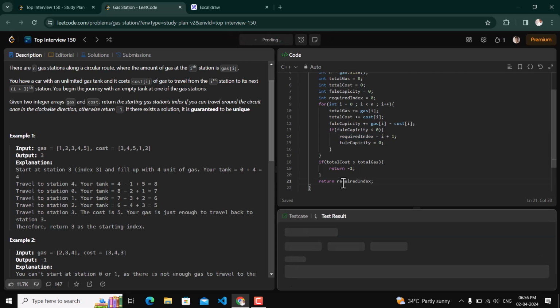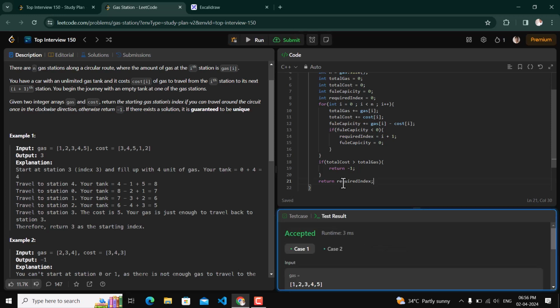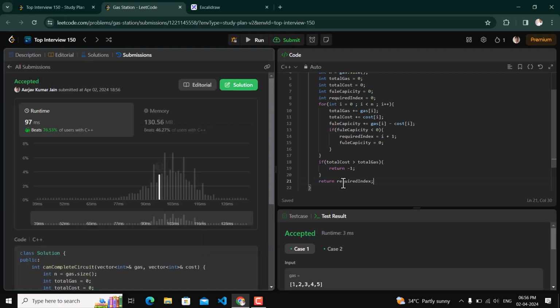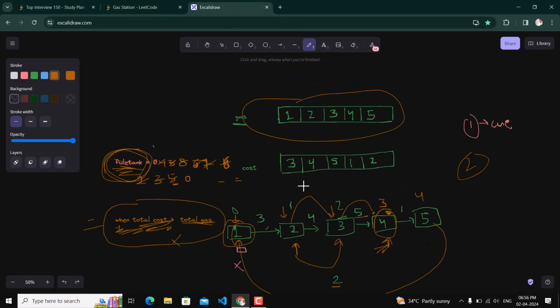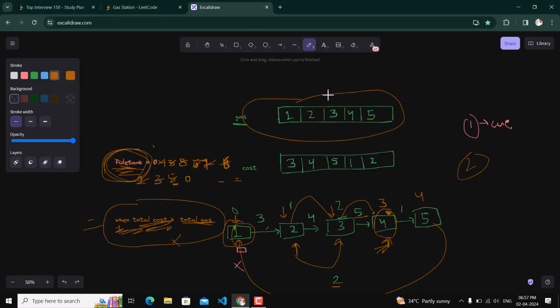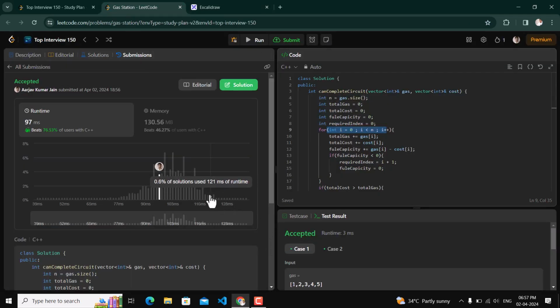First, we will run this to see whether it passes all the test cases. Yes, now we can submit. So yes, it is submitted successfully. Now regarding its time complexity, as we are traversing this path linearly one time, its time complexity will be O of n, where n is the size of the gas array or the cost array. Okay, so this is our solution. Thank you for watching.